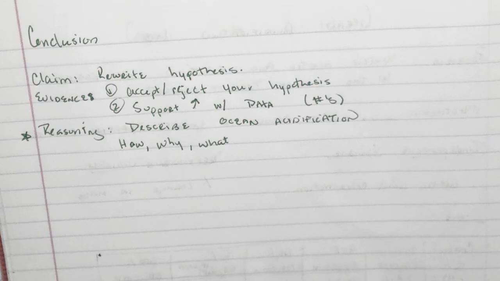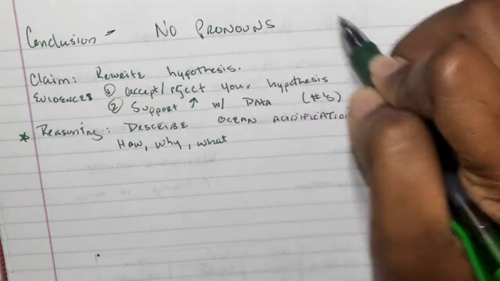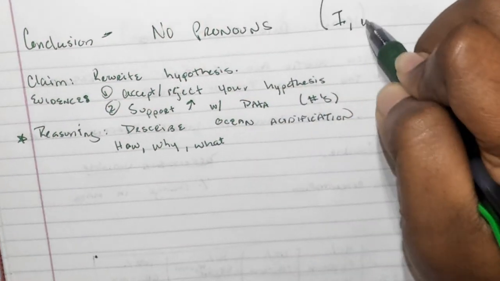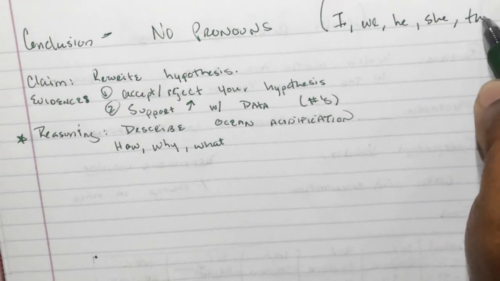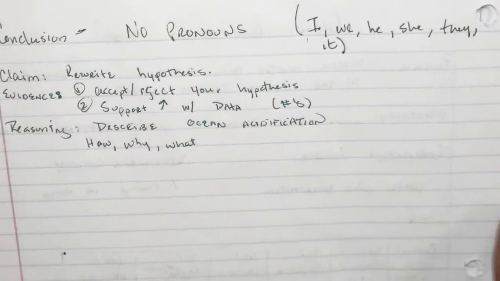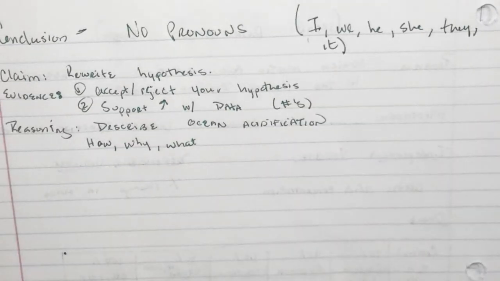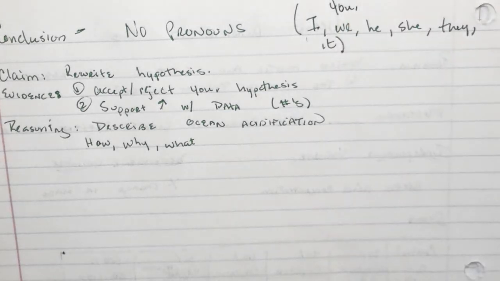That having been said, also remember, no pronouns. No I, no we, no he, no she, no they, no it. I will take points off when I see that. No I, no he, no we, no she, no you. Can't think of any other pronouns. None of those. Are we clear?